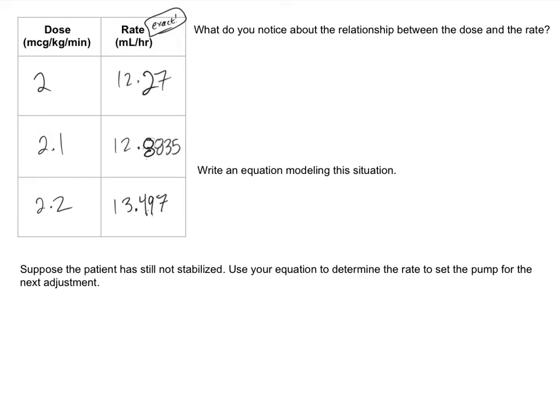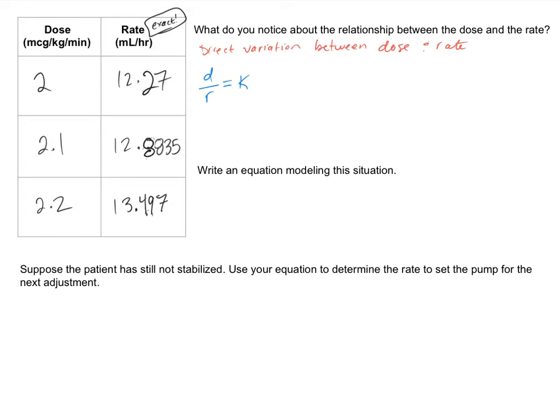Thankfully, there is a relationship between the dose and the rate where we don't have to continually do all this dimensional analysis over and over again. What we can do is consider the relationship, because there is a direct variation between the dose and the rate. So what does that mean? If you recall from last week, we can consider the ratio of the dose over the rate. And if there's a direct variation, we know that this ratio will always reduce to the same constant of variation.